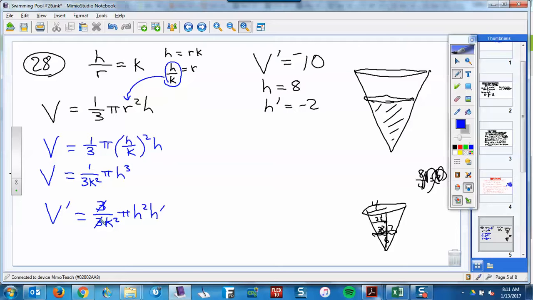Okay, now I can plug in all my stuff. I think I've got everything but K, right? So V prime is -10. I've got pi over K squared. H squared is 8 squared, that would be 64. And H prime, oh no, I did that wrong.